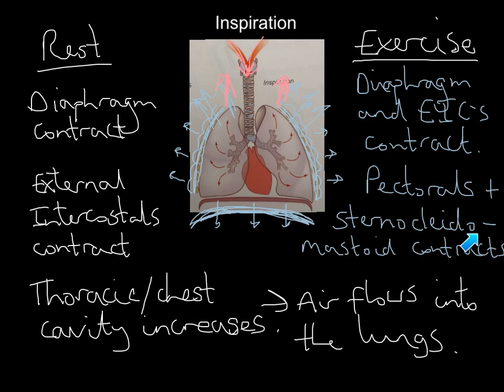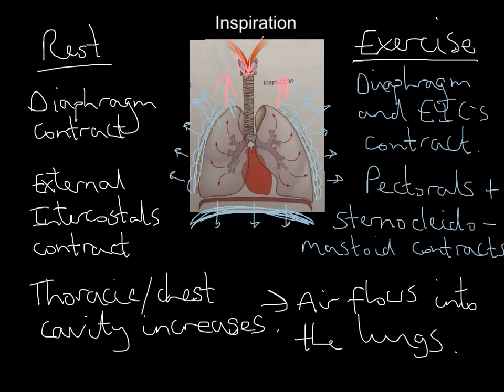So when these contract, they're also going to pull the top few ribs upwards and outwards even further, which is what these red arrows are indicating here. Now, the combined effects of the diaphragm, the external intercostals, obviously you'll see I've abbreviated it to EICs. Don't do that in the exam, they won't give you the mark, but I was just running out of space.